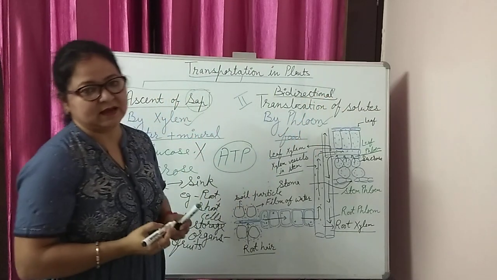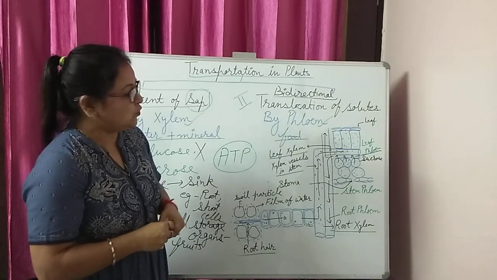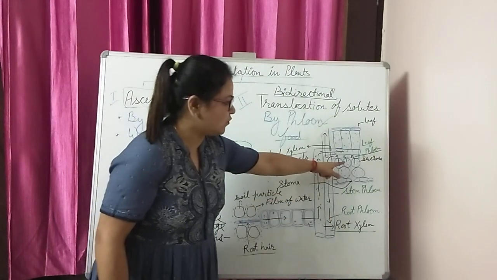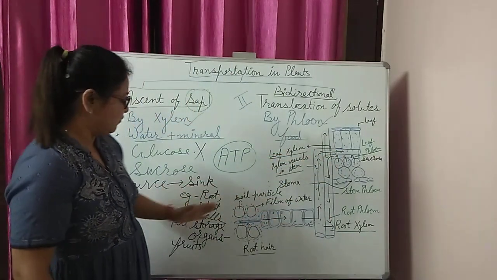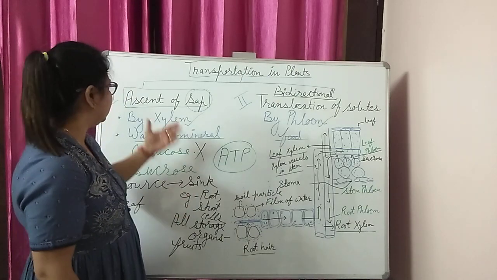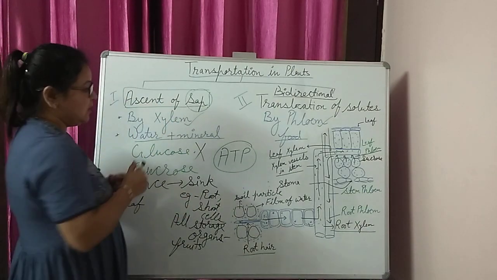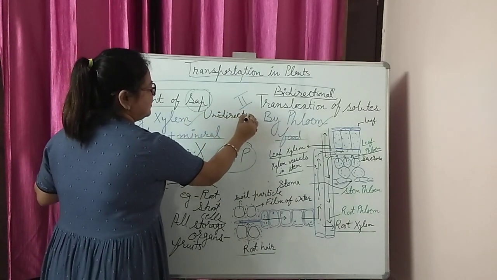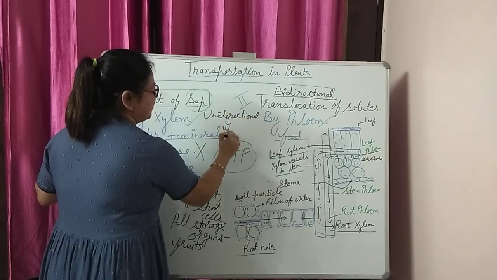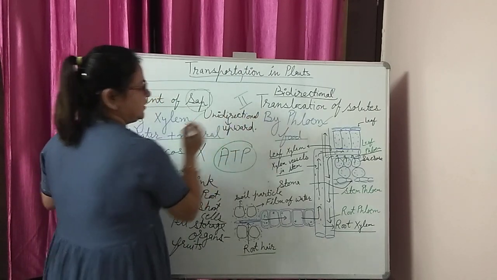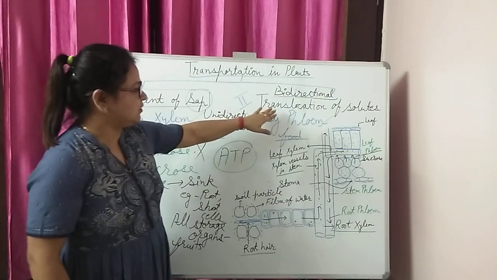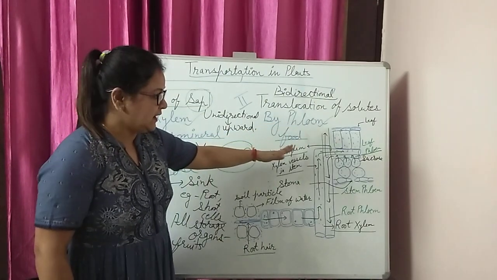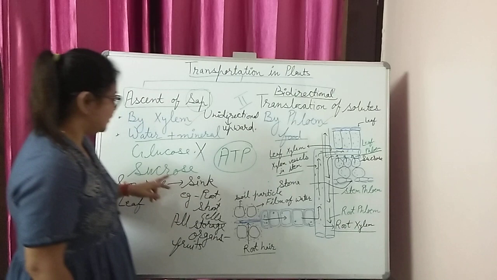It is bidirectional. The food, the solute, moves upward as well as downward in the phloem, from the source, that is the leaves, to the sink wherever the food is required. While in the case of ascent of sap, it is only a unidirectional process, and that is only upward. Clear? So this is all about the translocation of solute that takes place with the help of phloem, and the transporting solute is sucrose.